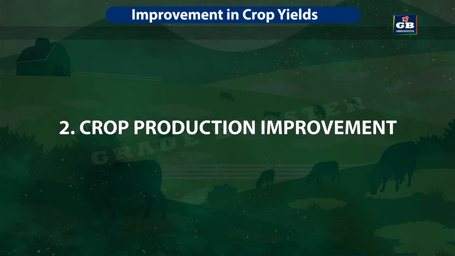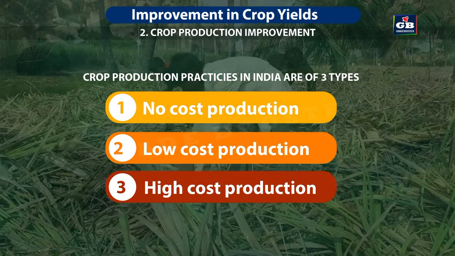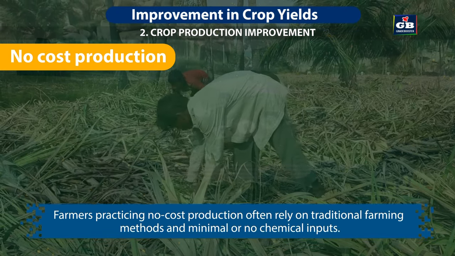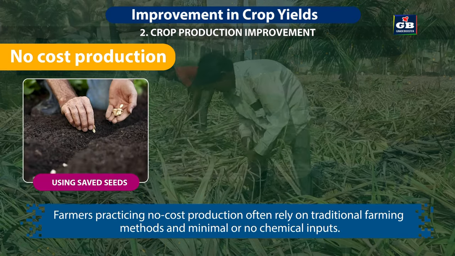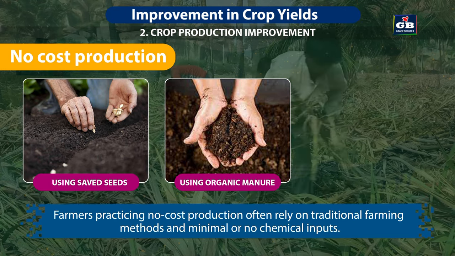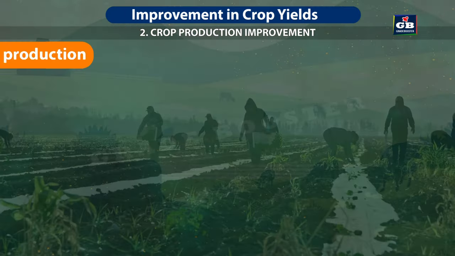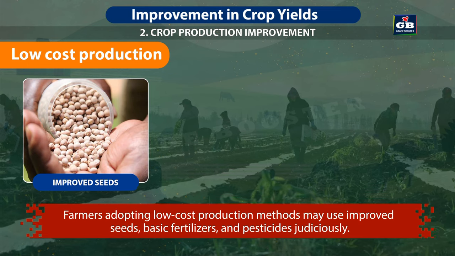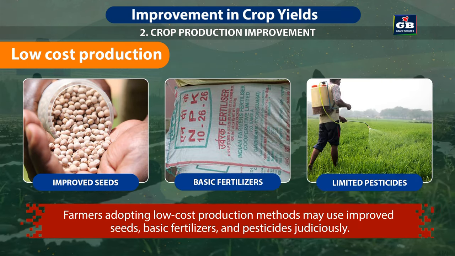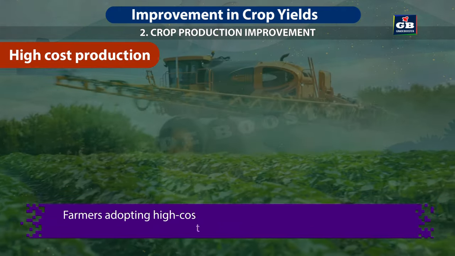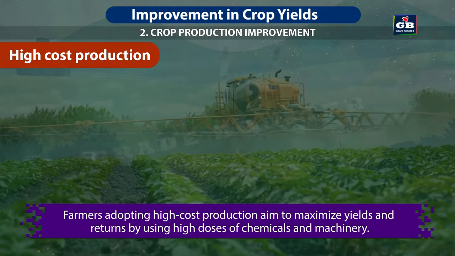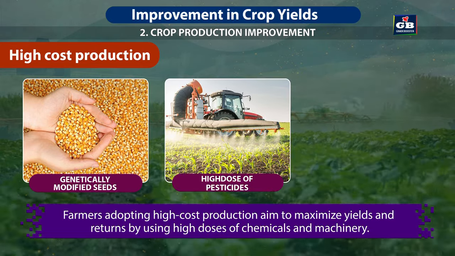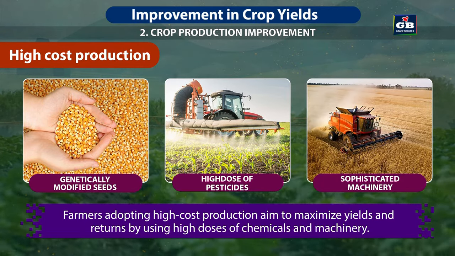Crop production improvement. Crop production practices in India are of three types. 1. No-cost production. Farmers practicing no-cost production often rely on traditional farming methods using saved seeds, organic manure from their own resources, and minimal or no chemical inputs. 2. Low-cost production. Farmers adopting low-cost production methods may use improved seeds, basic fertilizers, and pesticides judiciously. 3. High-cost production. Farmers adopting high-cost production aim to maximize yields and returns by using genetically modified seeds, high doses of fertilizers, pesticides, and sophisticated machinery.